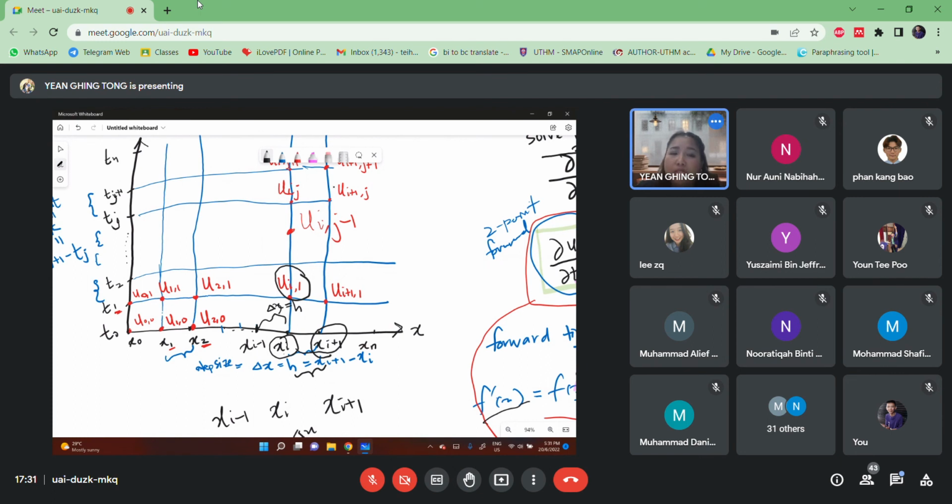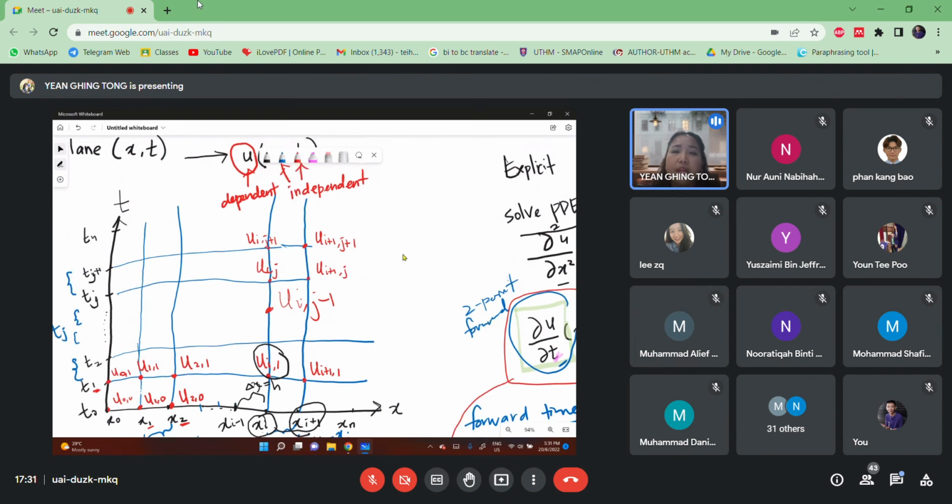Coincidentally, this one, T is 1. Let's say we go out here, we go up here. You see this one? Ui,j. Okay? Ui,j. Let's say I add the step size, I add 1h.